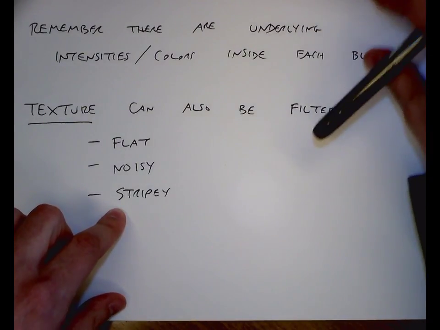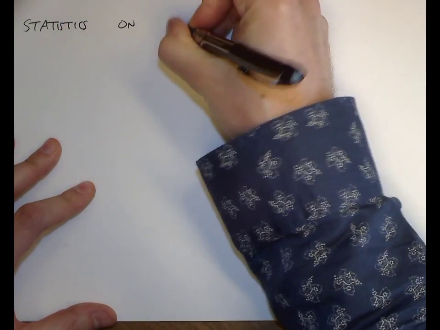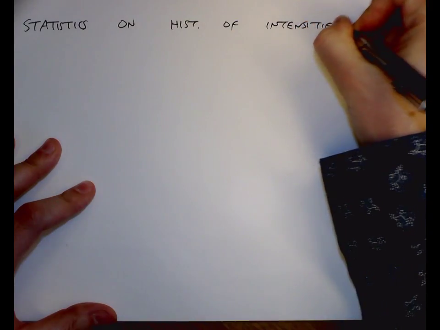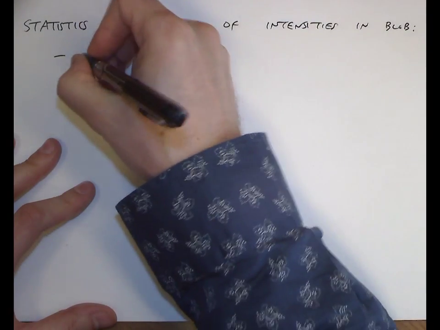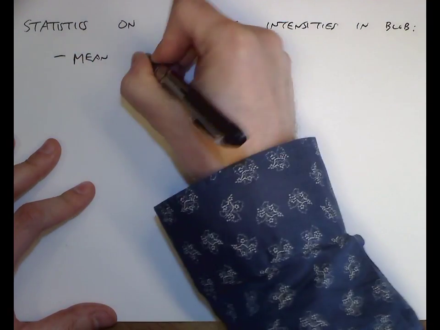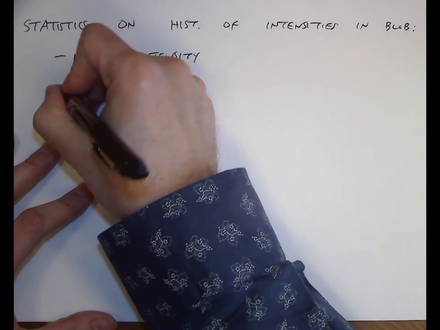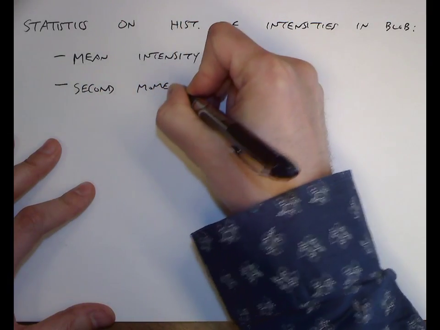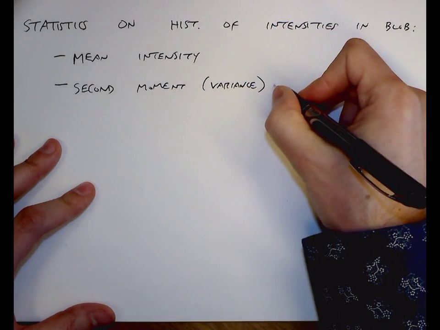blob, right? So I could look at statistics on the histogram of the intensities inside the blob. For example, I could talk about the mean intensity, to filter on bright objects or dark objects. I could talk about the second moment, also known as the variance, right? This basically speaks to the contrast of the blob, right?